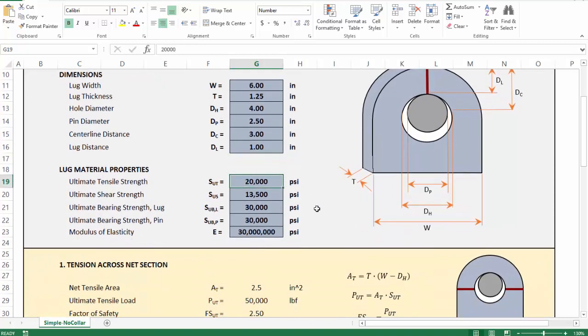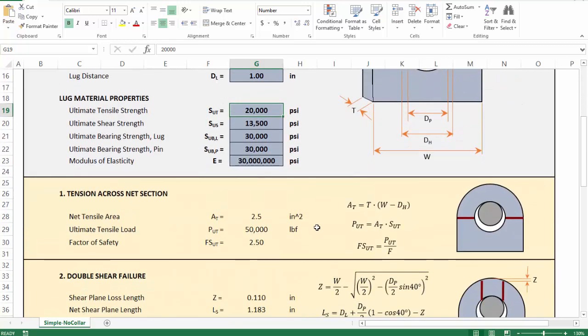Then, based on your material, for a carbon steel material, you have ultimate strength, shear strength, bearing strength for the lug, and bearing strength for the pin. Let's say those are equivalent. And then your modulus of elasticity for carbon steel.